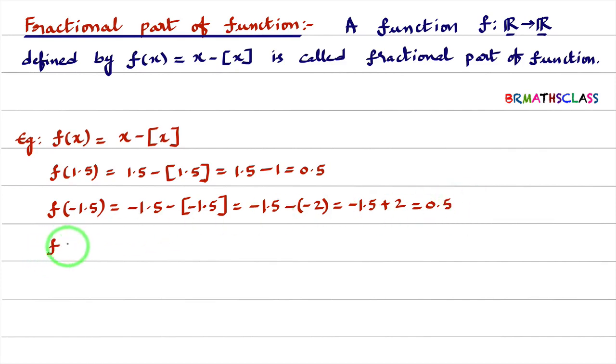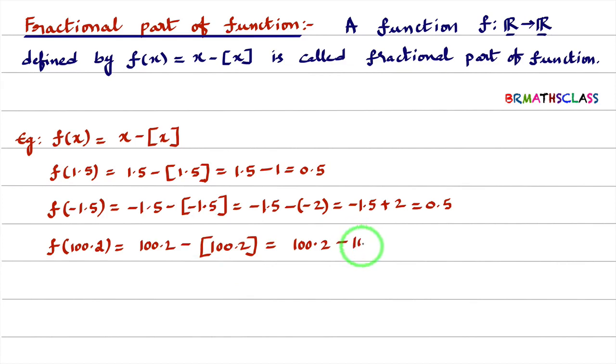For example, I'll take f of 100.2. Then what is f of x? In place of x, you write 100.2 in this. What will you get? You will get 100.2 minus step 100.2. We know from the definition of the greatest integer function that its value is 100. So 100.2 minus 100 is 0.2. You observe this value is less than 1 and greater than 0.